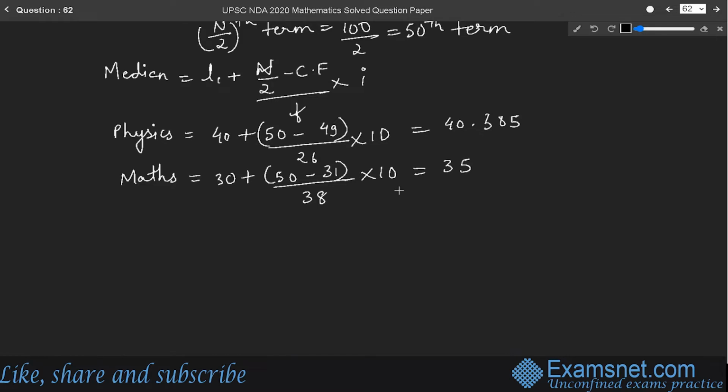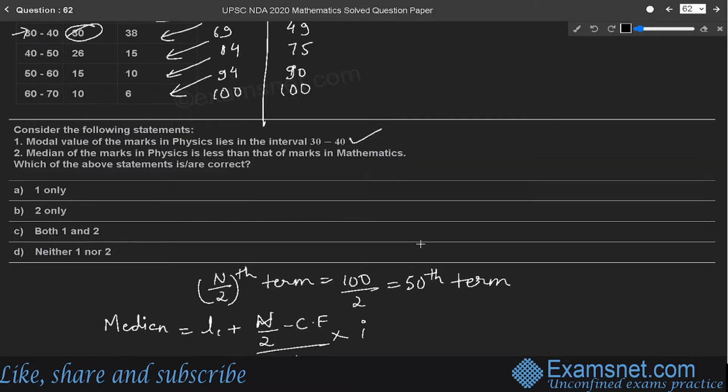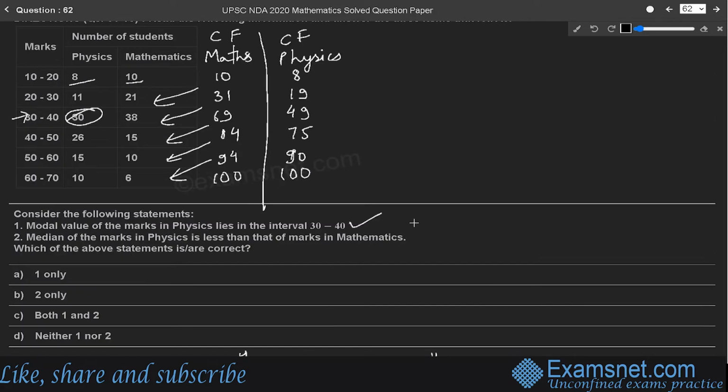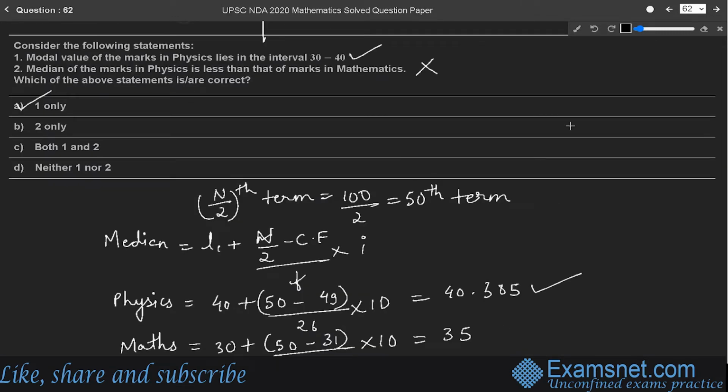Now you can see that the median for physics is more than the median for mathematics. So we can say that statement 2 is absolutely wrong, because statement 2 says that the median of the marks in physics is less than that of the marks in mathematics. So this statement is wrong. So the correct option for this answer is option number A, which is 1 only. I hope this question is clear to you.